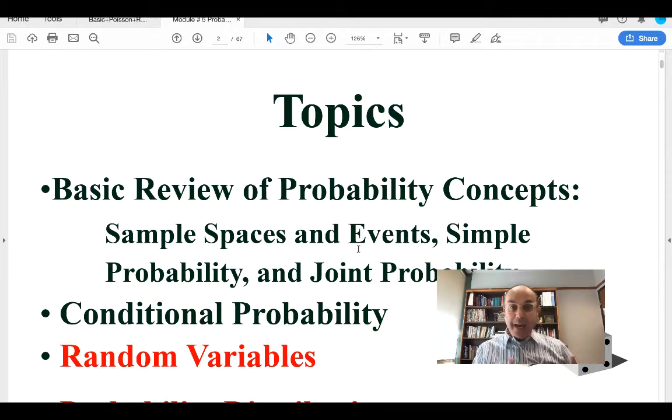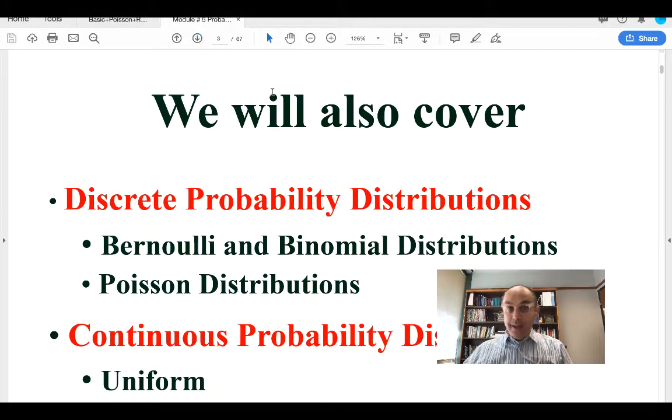I want to back up a little bit to module number 4, where we talked about probability concepts. We talked about sample space. We talked about events. We talked about simple probability and joint probability. We talked about conditional probability, and we started to talk about random variables and probability distribution.